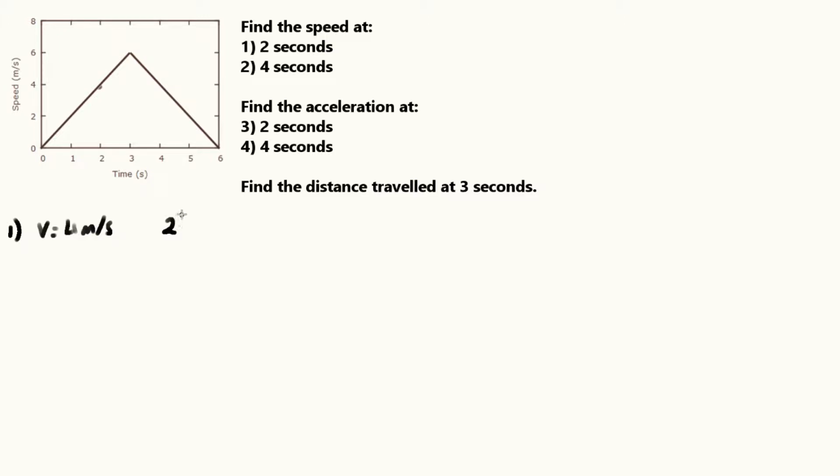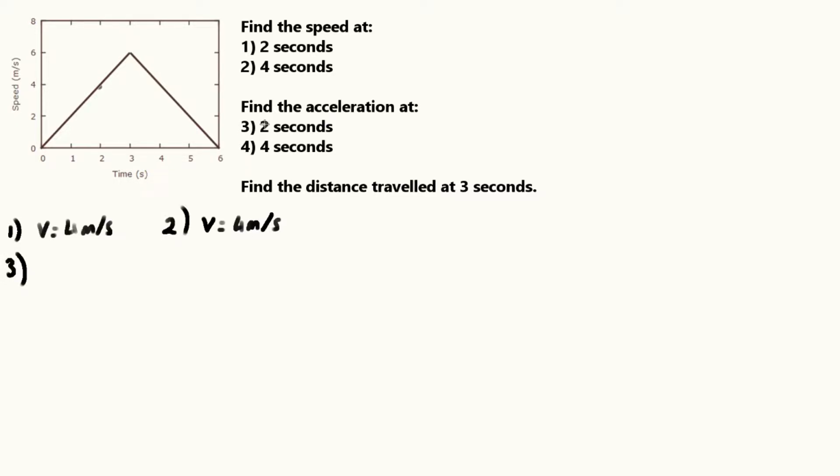And let's do question 2 along the same line. We have to do the same for 4 seconds. And so we find 4 on the time axis, trace up, and we see once again that it corresponds to the value 4 for the speed. Therefore v, the speed, is once again 4 meters per second.